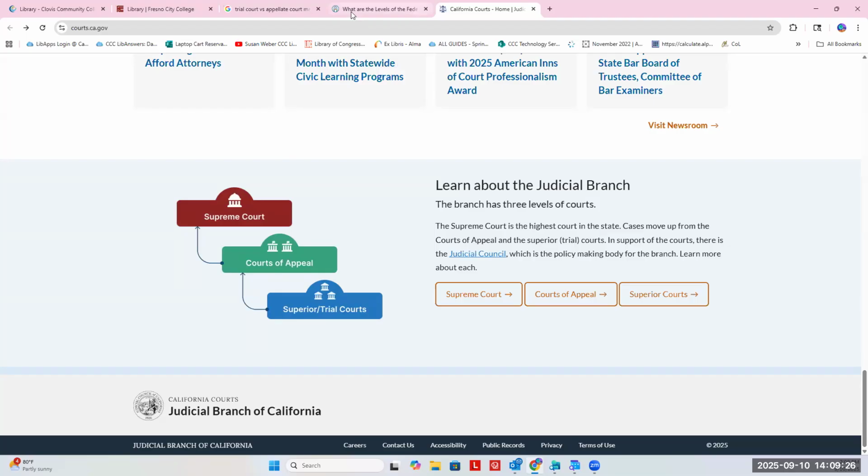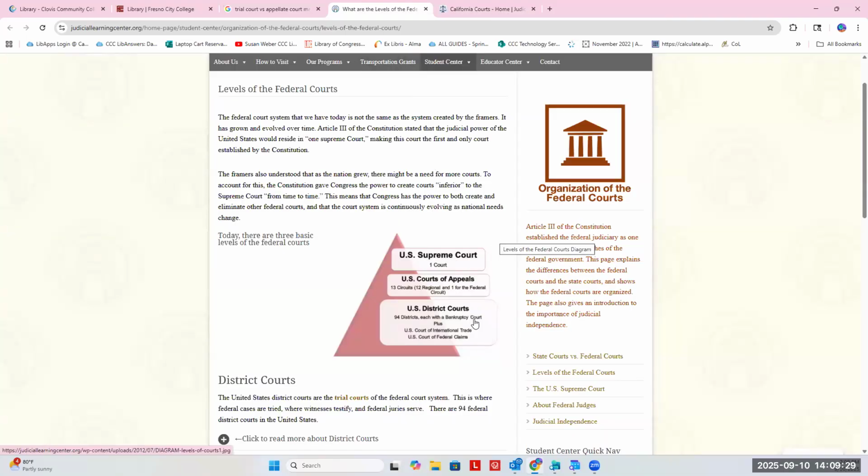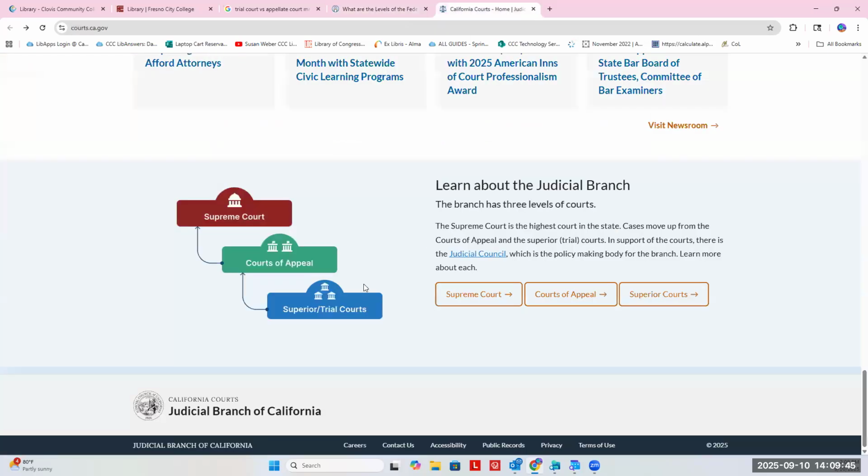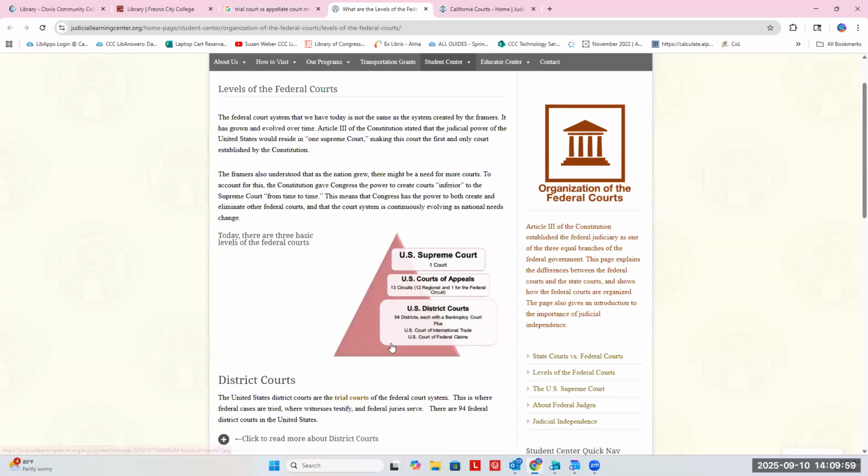Now, the reason that I'm talking about this, and looking at these different levels of the court, is it's really important for you to understand that when we're reading judicial opinions, what we are reading are the opinions of either the appellate court or the Supreme Court. We are not reading the opinions of the district courts or the superior trial courts. Now, this can get kind of confusing because sometimes you will see opinions of trial courts out there, or you will see opinions of the district courts. But it's really important to understand the difference between a trial court and an appeal court.